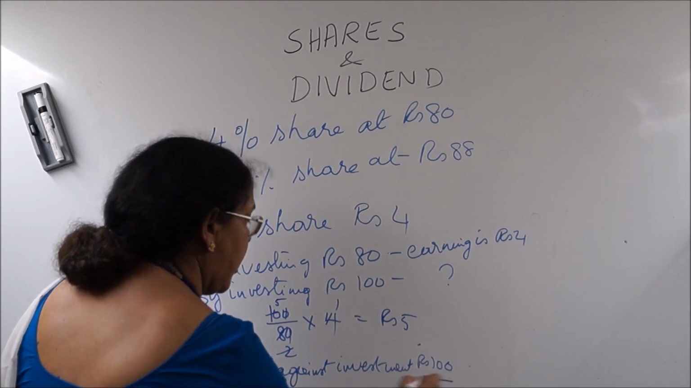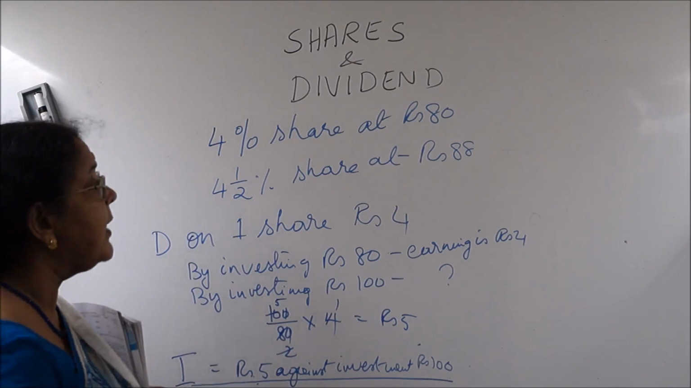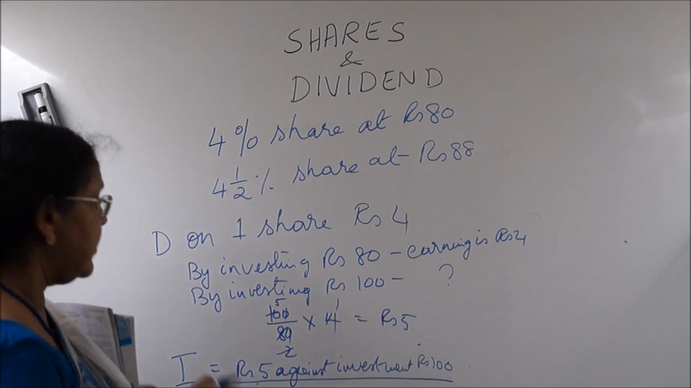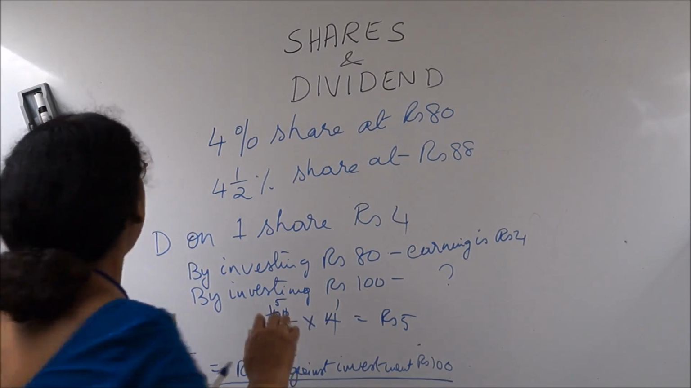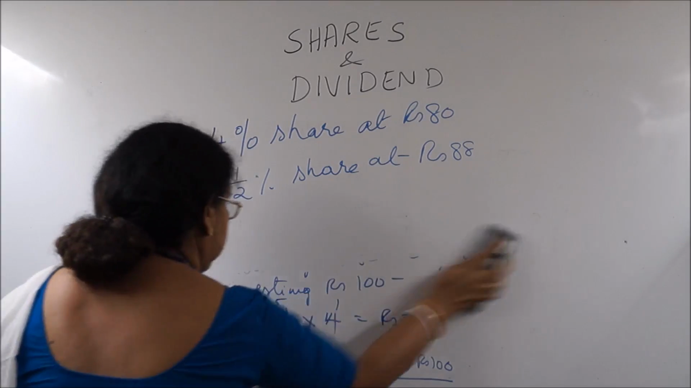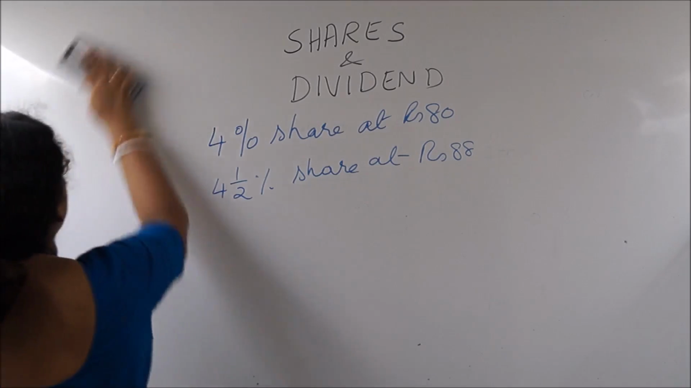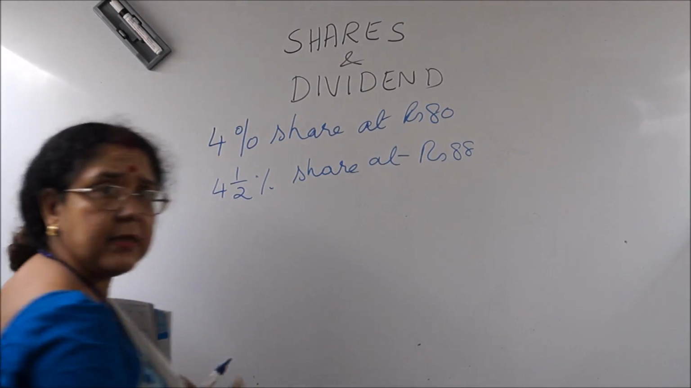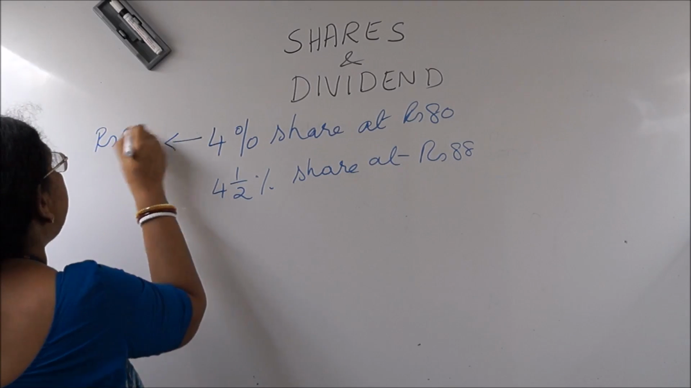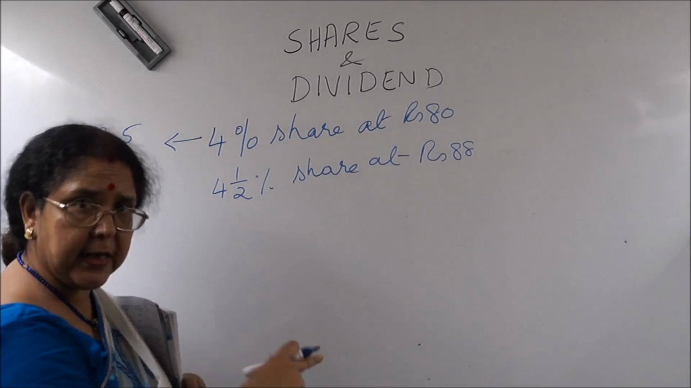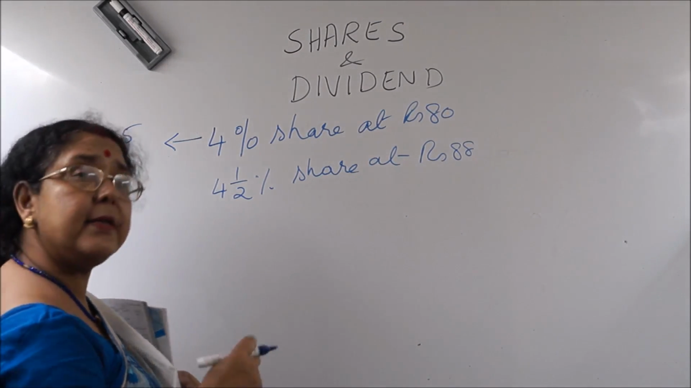Now the same thing we will find out for the second company. What is the earning by investing rupees 100 in the second company? This is clear to you, we got rupees 5 from the first company. Now let us keep this information aside and let us calculate what is the earning in the second company by investing rupees 100. Now from the first company we got rupees 5 against an investment of rupees 100.